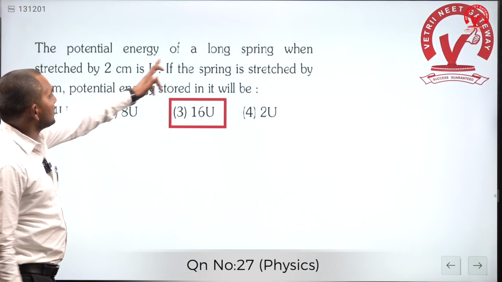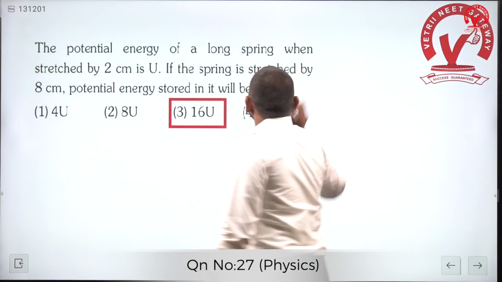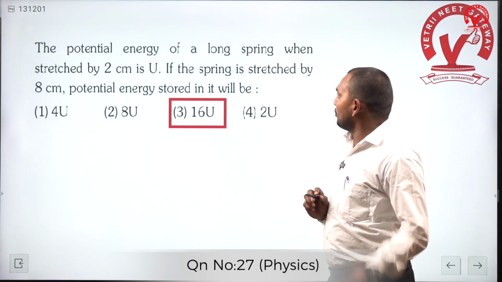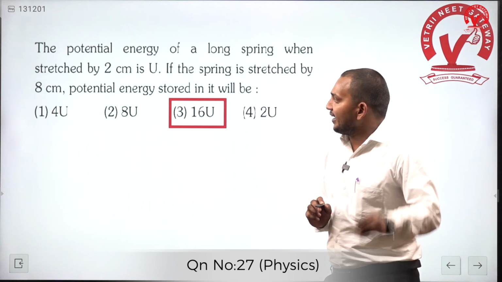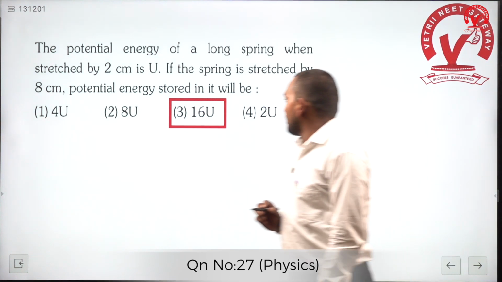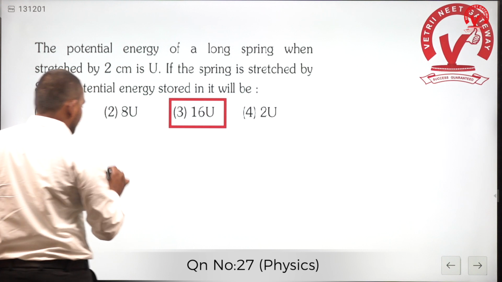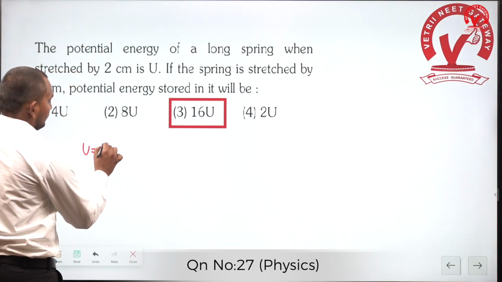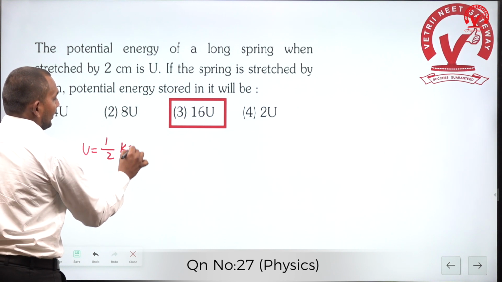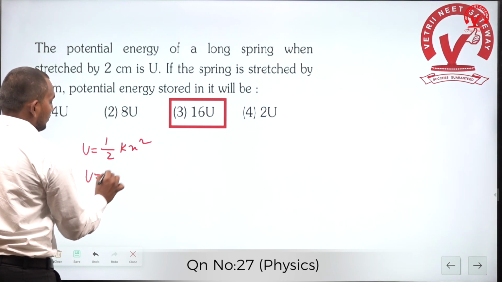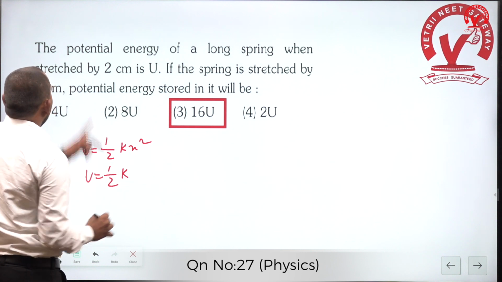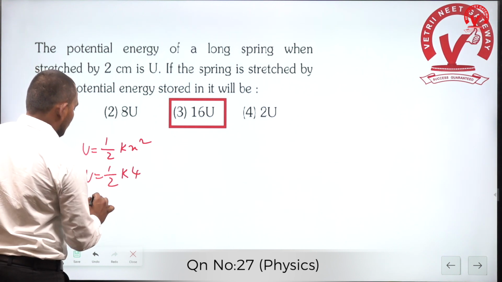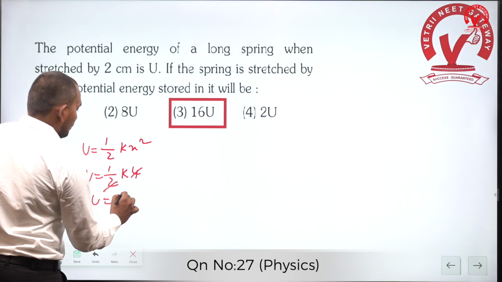Next, the potential energy of a long spring when stretched by 2 centimeters is U. If the spring is stretched by 8 centimeters, the potential energy stored will be? So U is equal to half k x square. U is equal to half k. How much it will be stretched? 2 centimeters. 2 2s are 4. So U is equal to 2k.